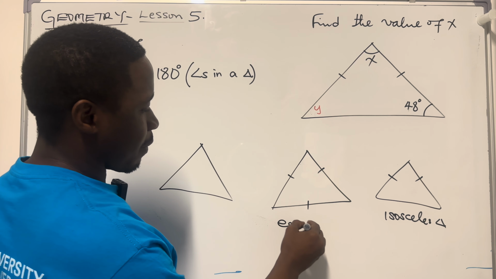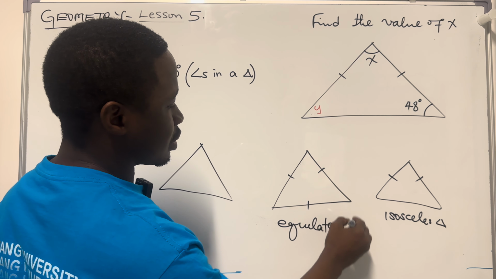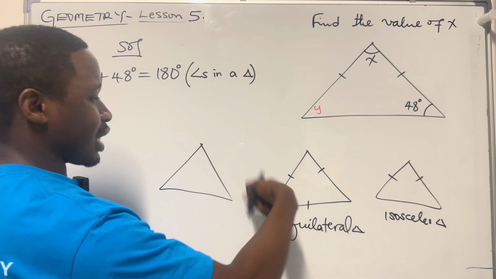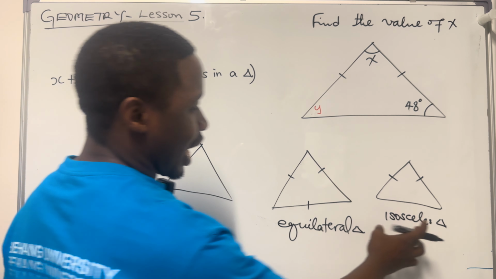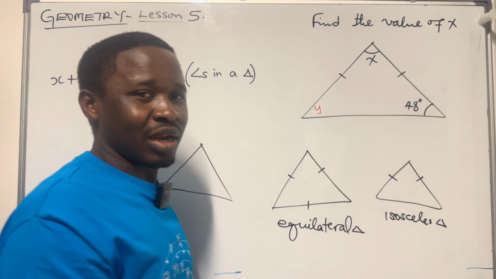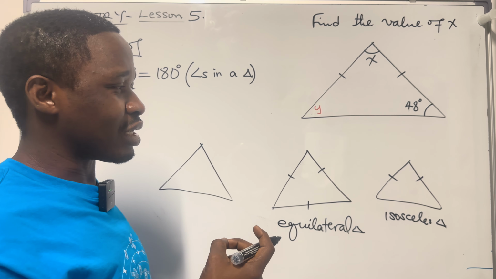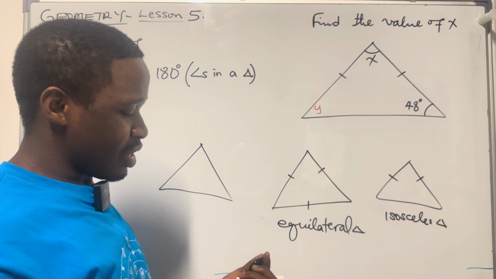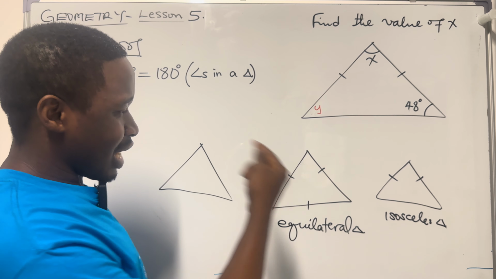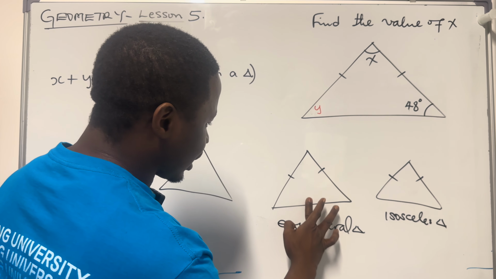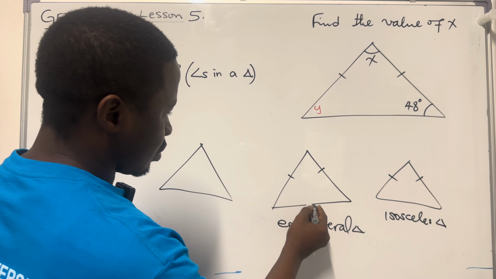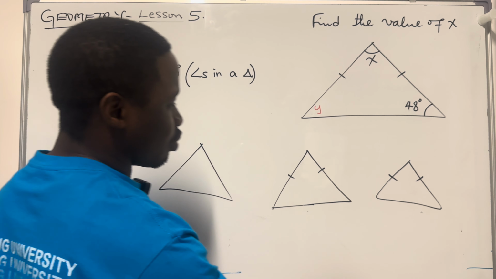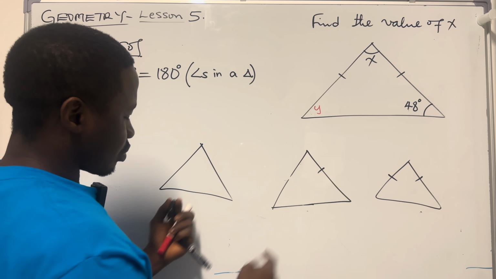This one is an equilateral triangle. Equilateral triangle, all sides are equal, all angles are equal. Isosceles triangle, only two sides are equal and the base angles are equal. Not just two angles equal, the base angles. So we need to understand which are the base angles, and that is the reason I decided to place these three triangles. Now let us try to identify base angles of isosceles triangle.